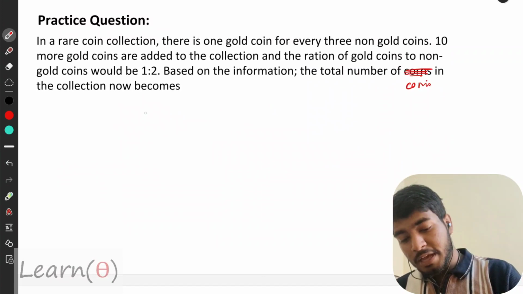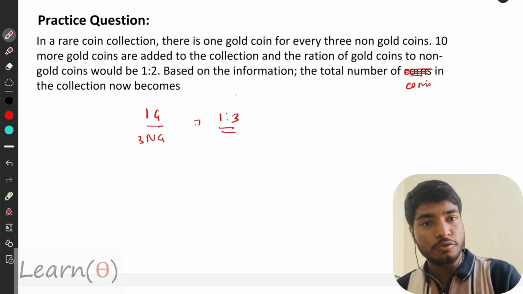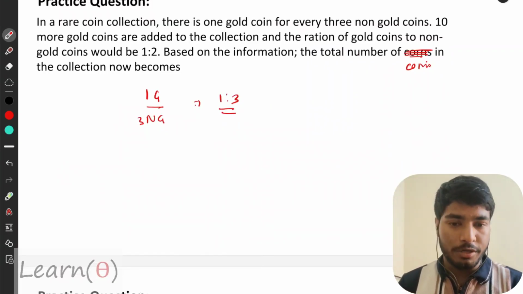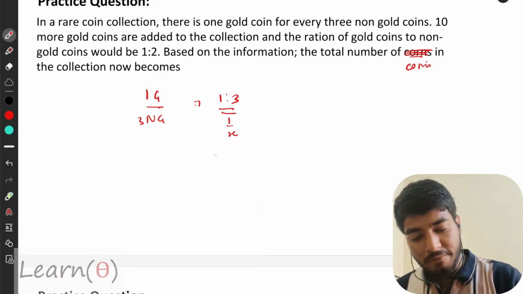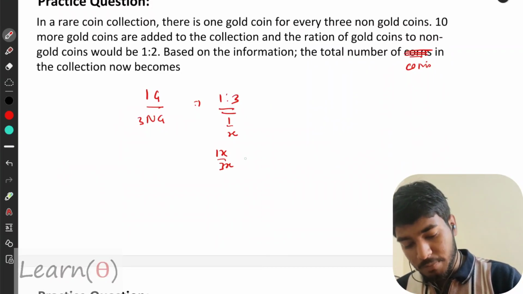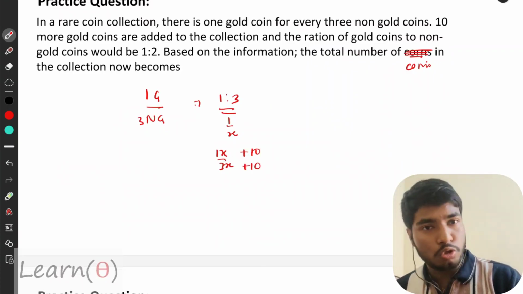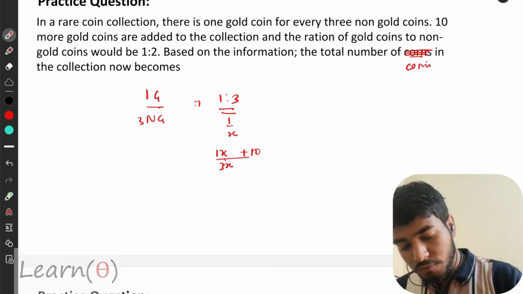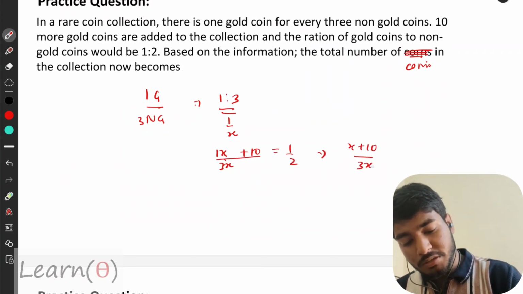It is said that I am having one gold coin and 3 non-gold coins. Therefore, the ratio of gold to non-gold is 1:3. Now when 10 more are added, I get the ratio as 1:2. Therefore, I will take the common x and multiply, so it is 1x by 3x. When 10 is added to the gold coins, will I add it downward also? No. The question says only 10 more gold coins are added. So 1x plus 10 over 3x gives 1 by 2. Therefore, x plus 10 over 3x equals 1 by 2.